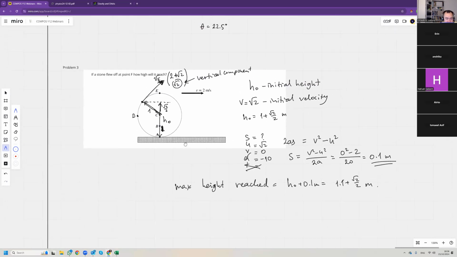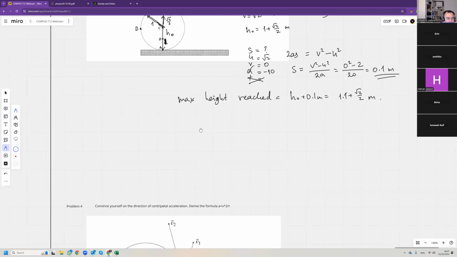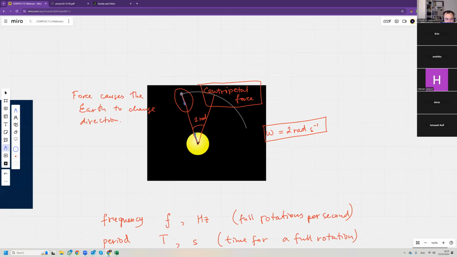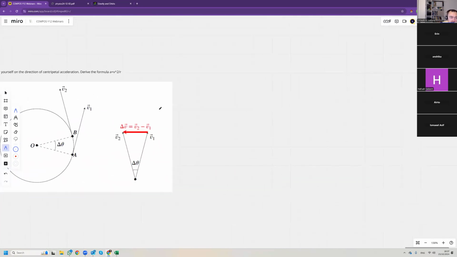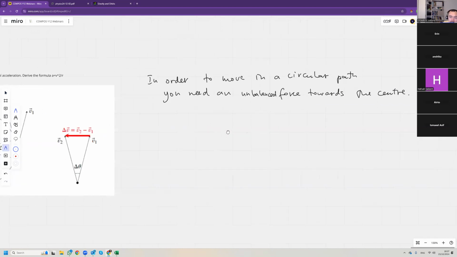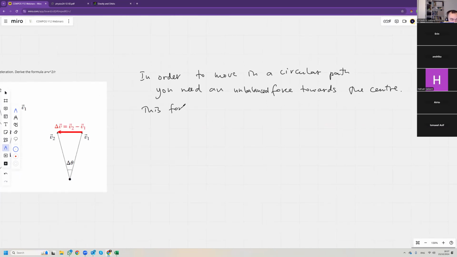Centripetal acceleration. Well, we've seen before that in order to move in a circle, there must be a force towards the center of the circle. In order to move in a circular path, you need a force towards the center. Now, it is important that it is an unbalanced force. This force is known as centripetal force.